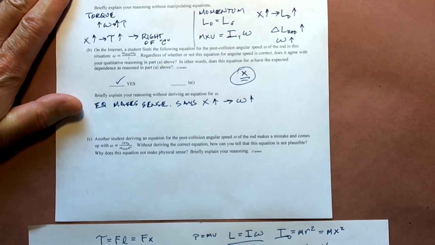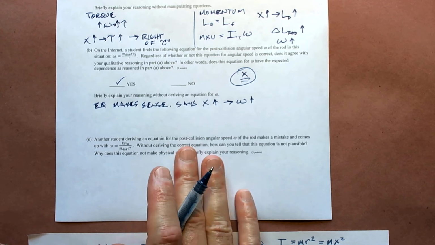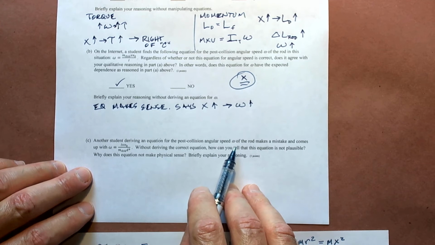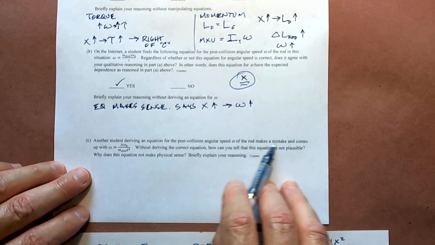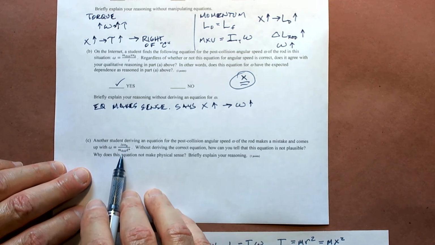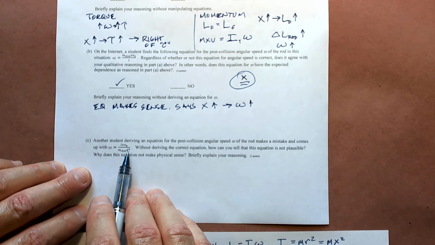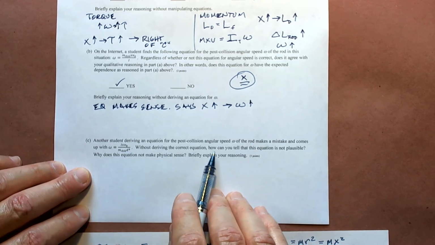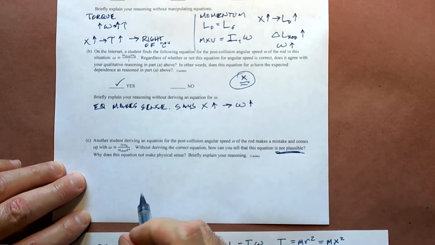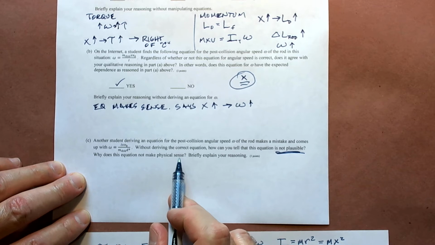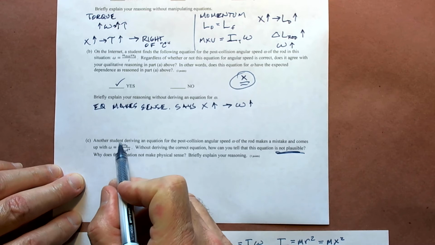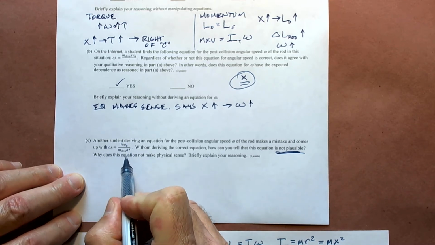Okay, here we go. This is a good reasoning question here. It says another student deriving an equation for the post-collision angular speed omega of the rod makes a mistake. So the student makes a mistake and comes up with omega equals I x v naught over m disk d to the fourth. It says, without deriving the correct equation, how can you tell that this equation is not plausible? In other words, why does this equation not make physical sense? Briefly explain your reasoning.